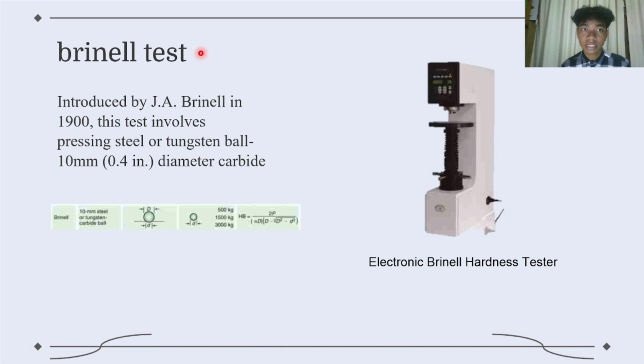The Brinell test is introduced by J. A. Brinell in 1900, and this test involved pressing steel ball or tungsten ball with diameter 10 mm or 0.4 inch to the specimen. And this is the weight of the tungsten ball is from 500 kilograms to 3,000 kilograms. And this is the machine that we use. This is called electronic Brinell hardness tester, and the specimen will put here.